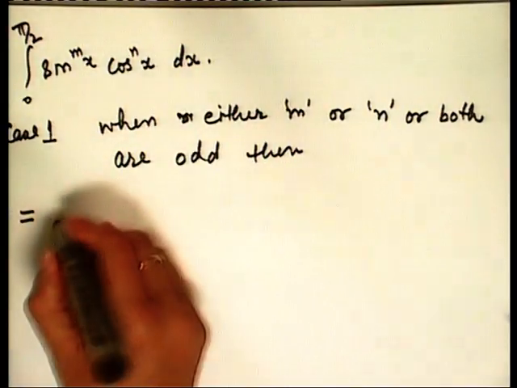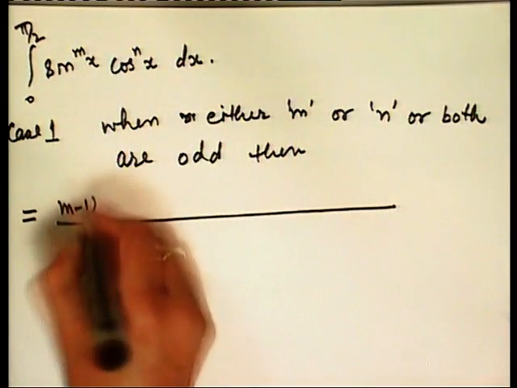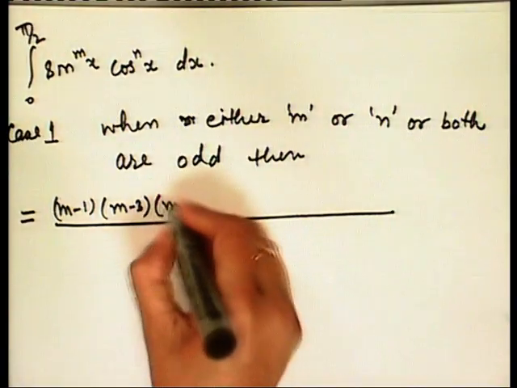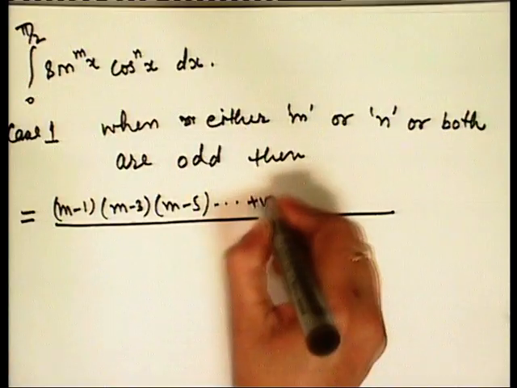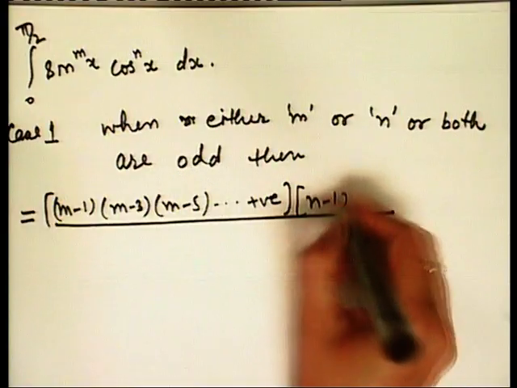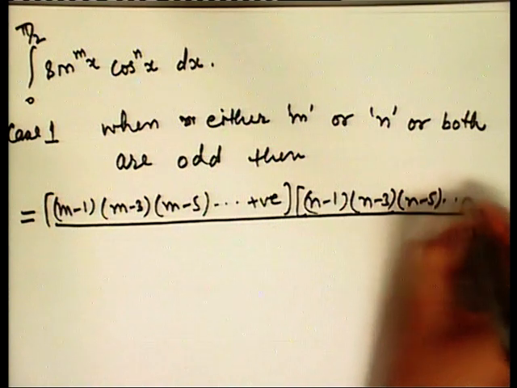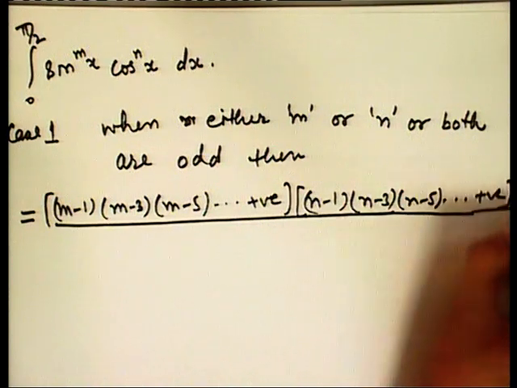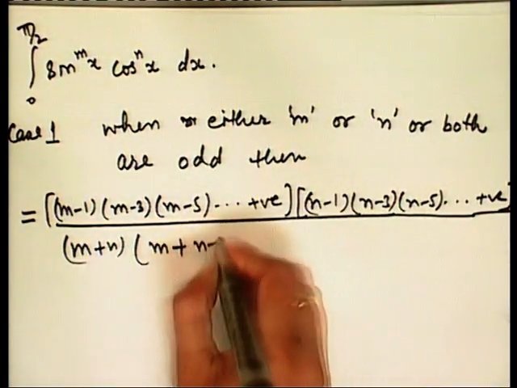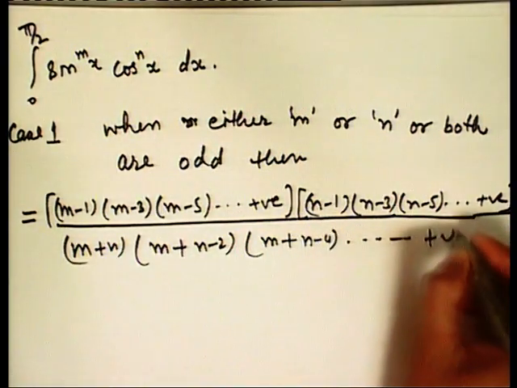the formula will be: m minus 1, m minus 3, m minus 5 up to the positive factor, and n minus 1, n minus 3, n minus 5 up to the positive factor, divided by m plus n, m plus n minus 2, m plus n minus 4 up to the positive factor.